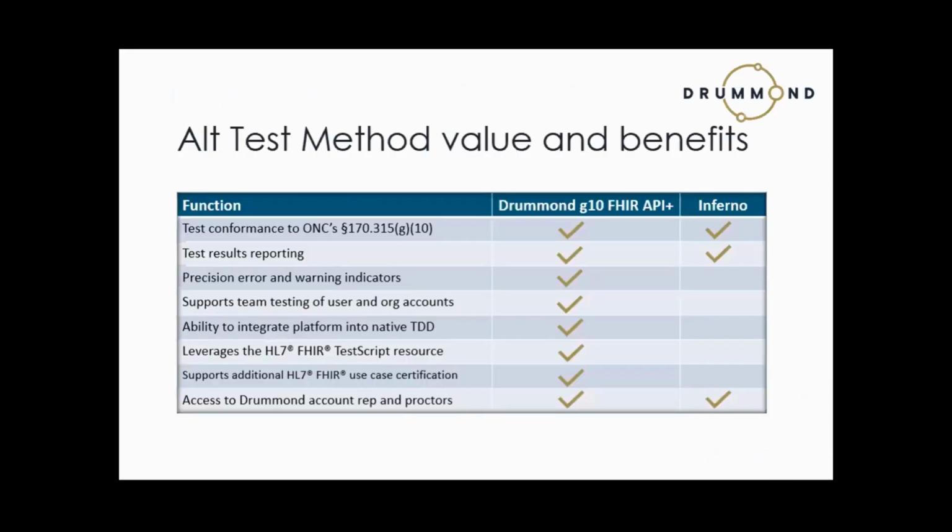Just to sum it up, team, if you had to put them side by side at the highest level, when you look at the Drummond alt test method featuring Touchstone versus Inferno, as you would expect, again, in summary, full-fledged conformance to ONC's G10 requirements. Test results reporting is available. You do get extra, as James demonstrated, precision error and warning indicators, the ability to drill down and really look at the minutiae in terms of where you have to code to correct any warnings or errors.